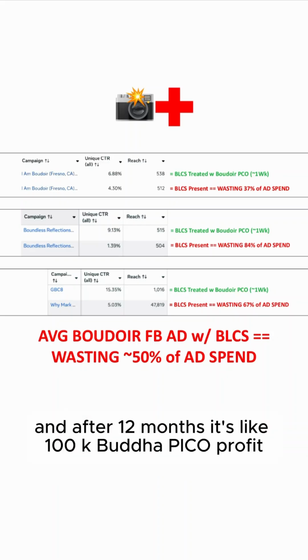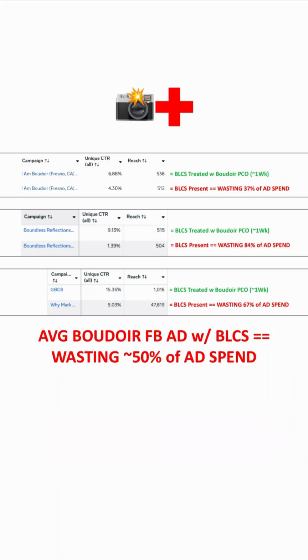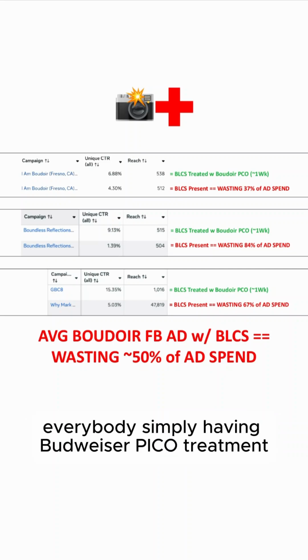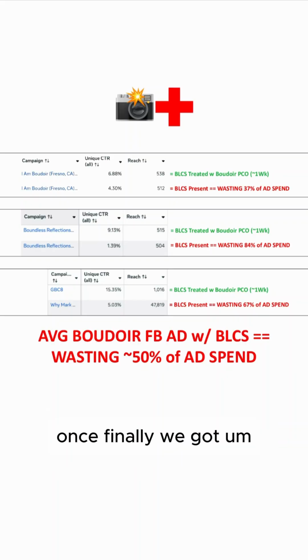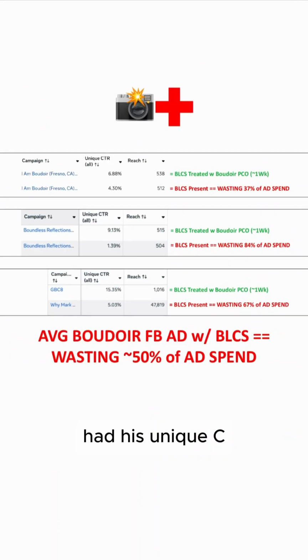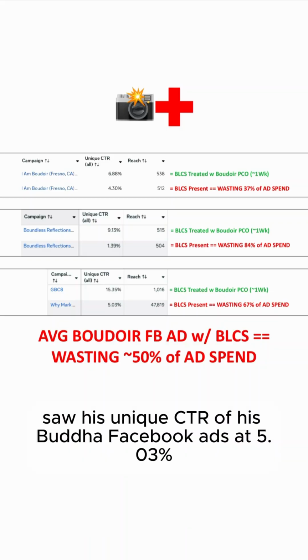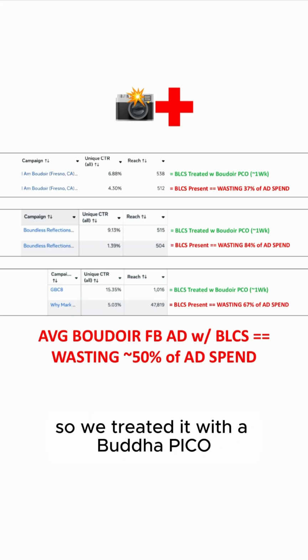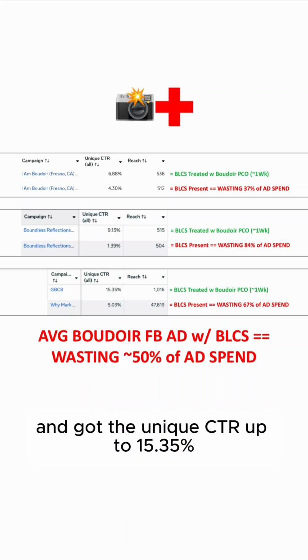And after 12 months, it's like 100K Boudoir Pico profit, literally by simply having Boudoir Pico treatment once. Finally, we had a patient come in at my hospital, saw his unique CTR. It was a Boudoir Facebook ad. It's 5.03%. So we treated it with Boudoir Pico. It took about a week. Got the unique CTR up to 15.35%.